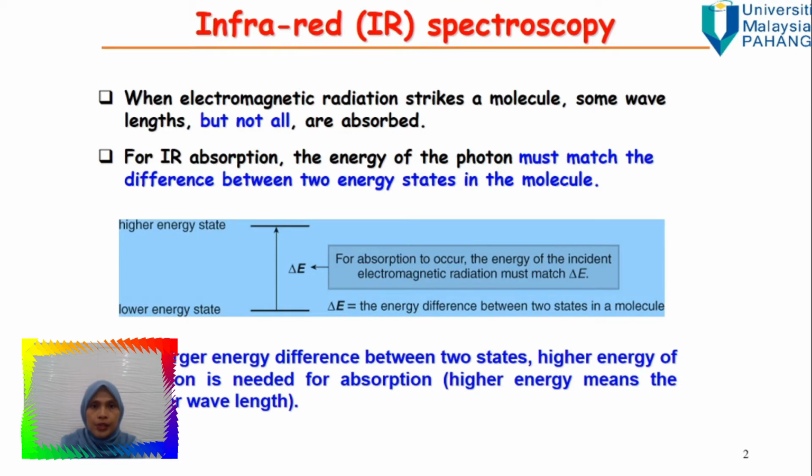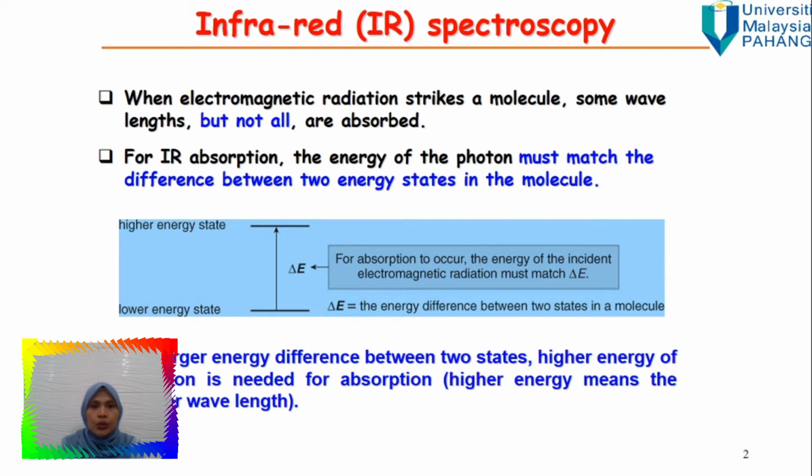Let's understand the principle of infrared spectroscopy. When electromagnetic radiation strikes a molecule, some wavelengths are absorbed and some are not. For IR absorption, the energy of the photon must equal or match the delta E in the molecule. What is delta E in the molecule? It is the difference between a higher energy state and a lower energy state for a certain molecule. Different molecules have different delta E.